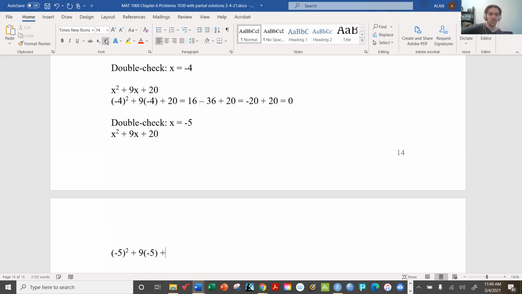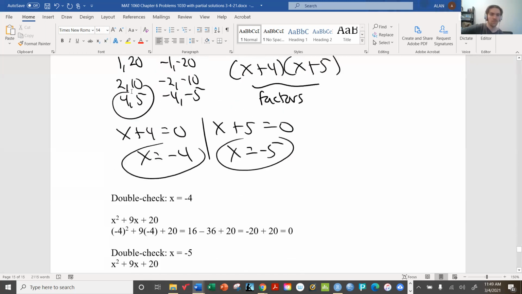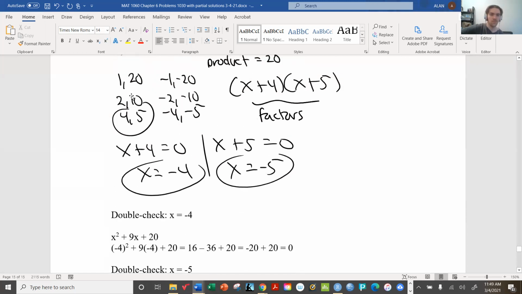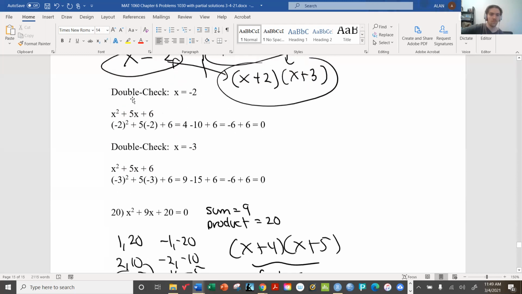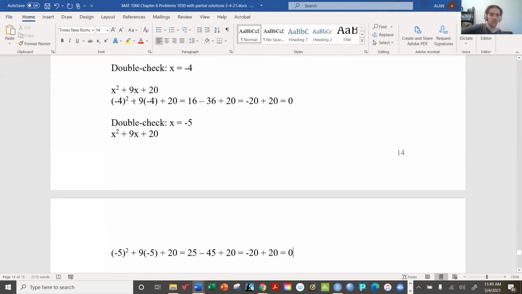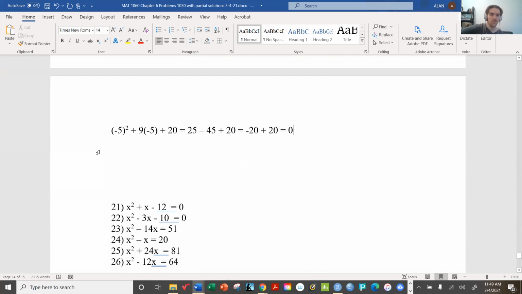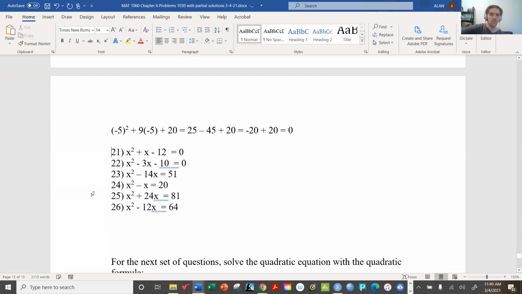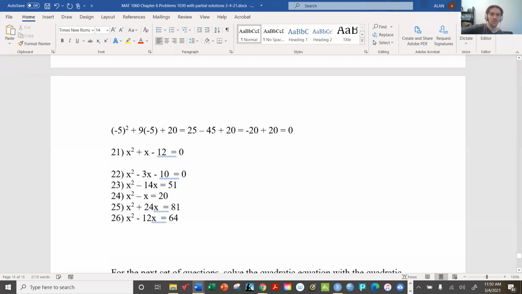Okay, so they both work. So we definitely have the right solutions with the right factors and the right solutions. All right. Oh, there's plenty more. As if we were worried about not getting enough practice.